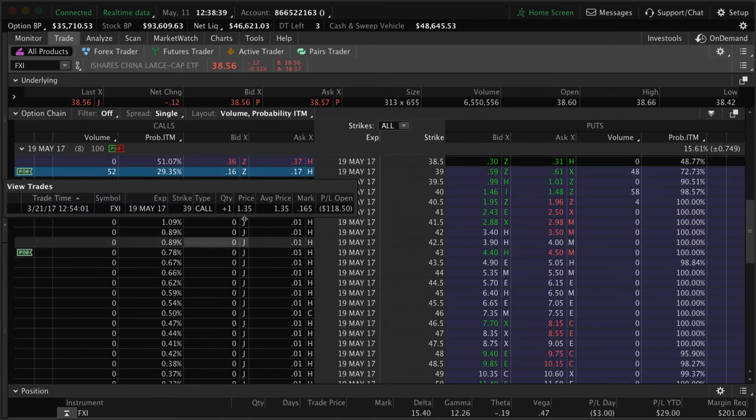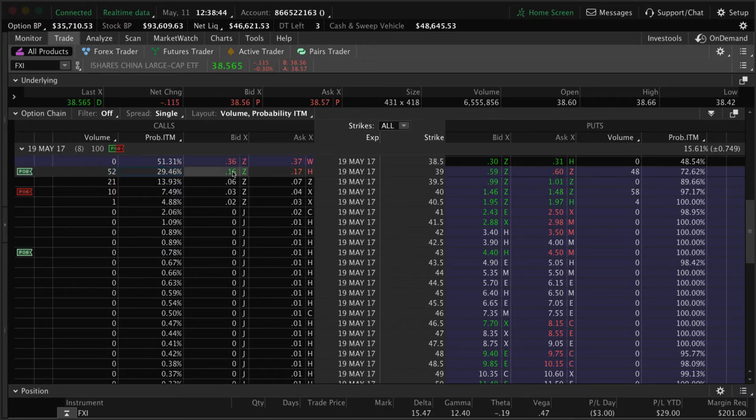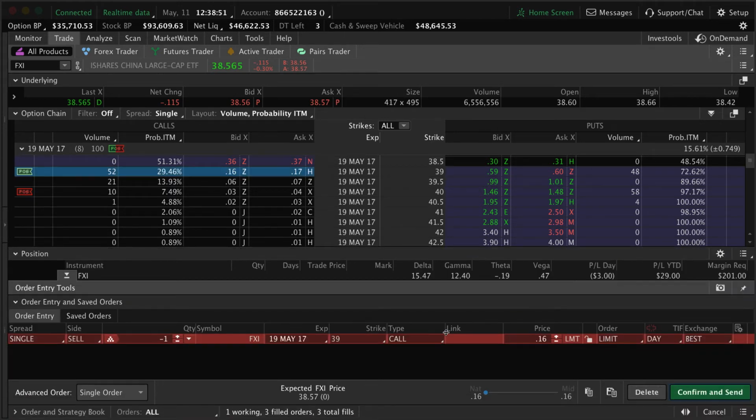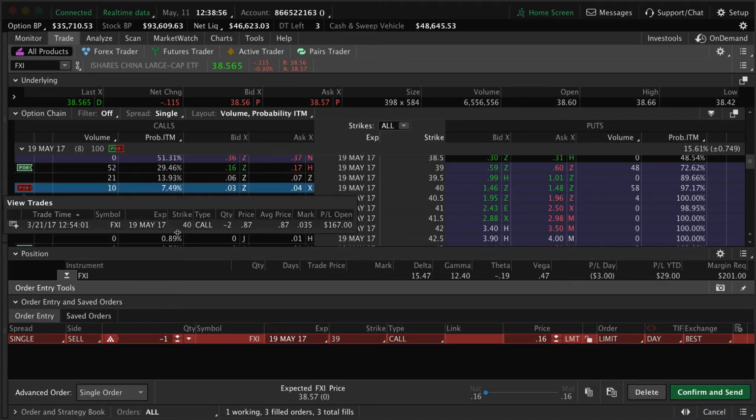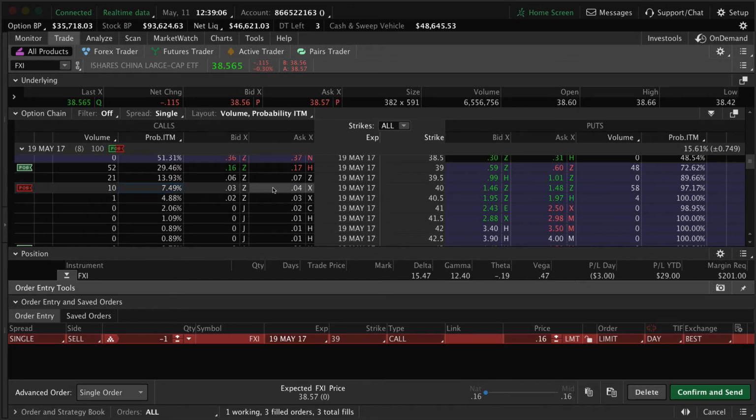Remember, we are long one contract of the 39 call, so all we need to do is click the bid price to sell this option. Okay, so there's the order to sell this option. Now what we need to do is add the order to buy back the two contracts of the 40 strike call that we are short. So the way we do that is we hold the control key. Now let me show you what happens if you don't hold the control key. If you click the ask price to buy the 40 strike call, it will just replace the order.